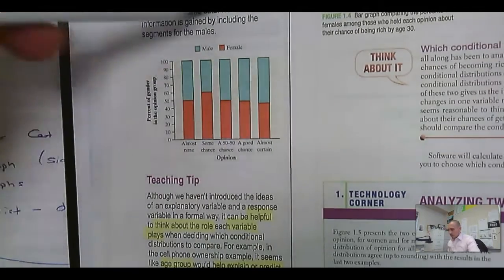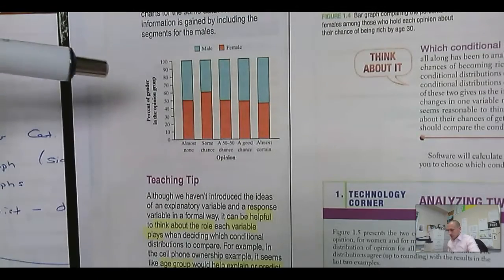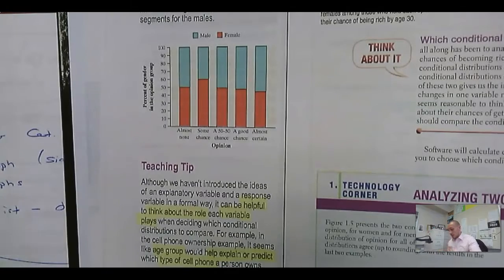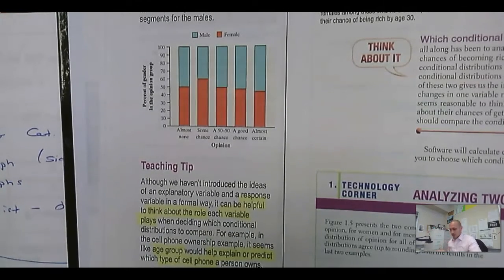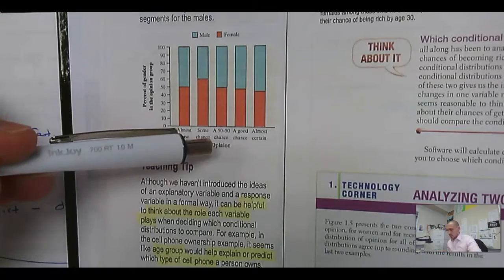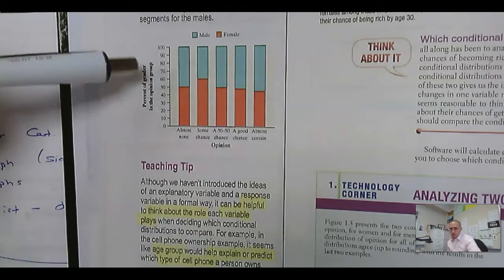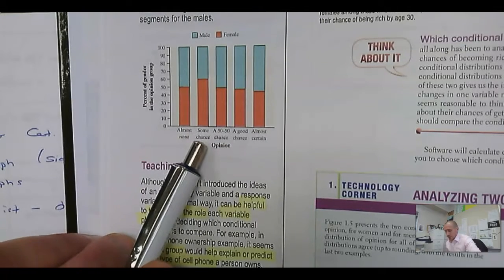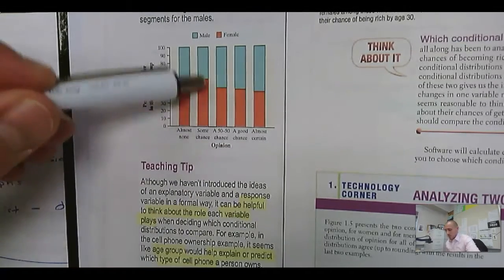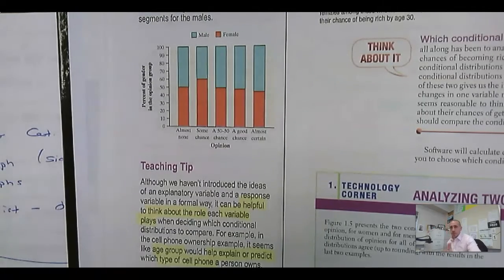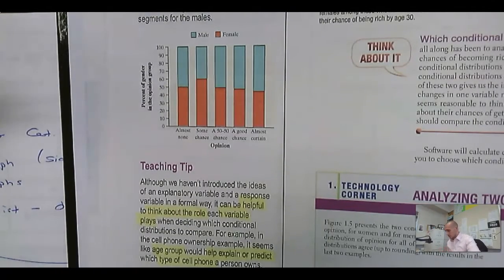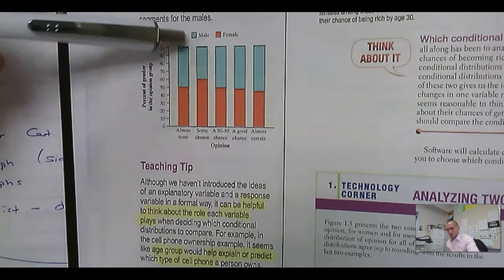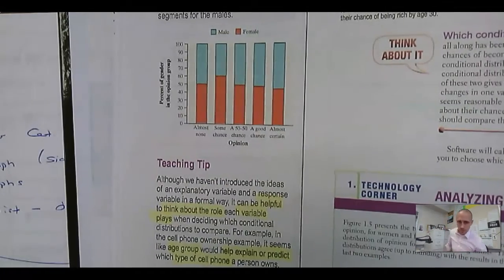So then we started talking about whether opinion and gender are associated or not associated. What we talked about is the idea that if there is an association, that means knowing the value of one variable helps us make a prediction about the value of the other variable. So for example, if I know someone's opinion is they have some chance of being rich, now I know they're probably more likely to be female. So these variables are associated. If there was no association, then all of these bars would be the exact same percentages, whether it's 80% female, 20% male, or 50-50, or some other breakdown.